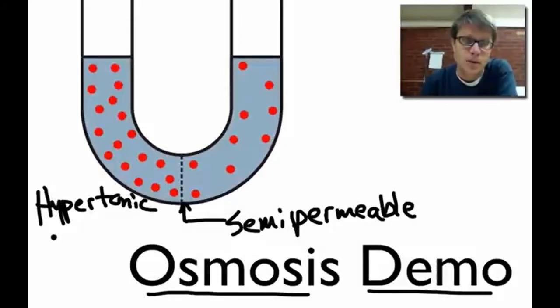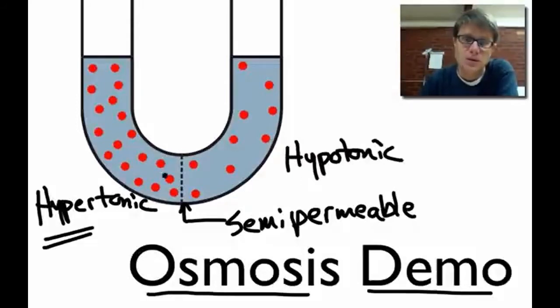In relation to this side, the left side here we would call the hypertonic side. What hypertonic means is greater levels of solutes. And that means over here, this in relation is going to be called the hypotonic solution. In other words, there's greater solute concentration on this side than there is over here. And so these are in relation to each other.